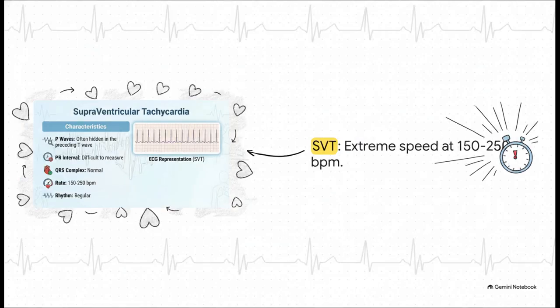And then check out what happens in supraventricular tachycardia, or SVT. The rhythm is regular, sure, but the rate is just wildly fast. We're talking 150 to 250 beats per minute. The P waves are often completely buried and hidden within the preceding T waves. The heart is racing so fast it barely even has time to fill with blood.